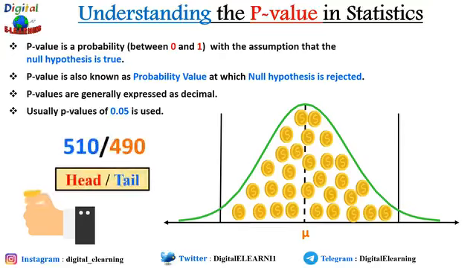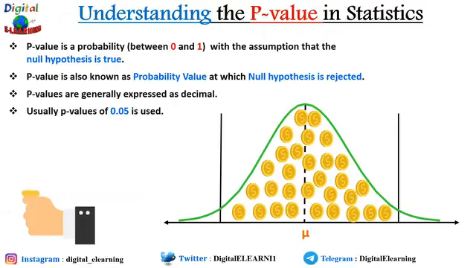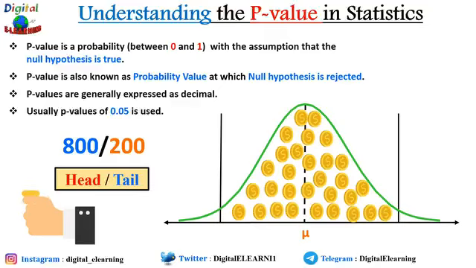But if I got 510 heads and 490 tails, would you call this a fair coin or an unfair coin? In this case, we can say there is not sufficient evidence to suggest that the coin is unfair. Right? So if we get another case where we have 800 heads and 200 tails, would you still call this a fair coin?